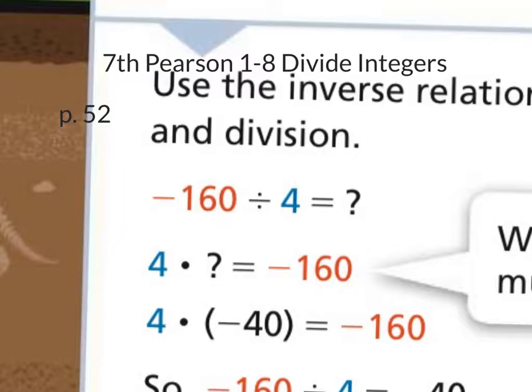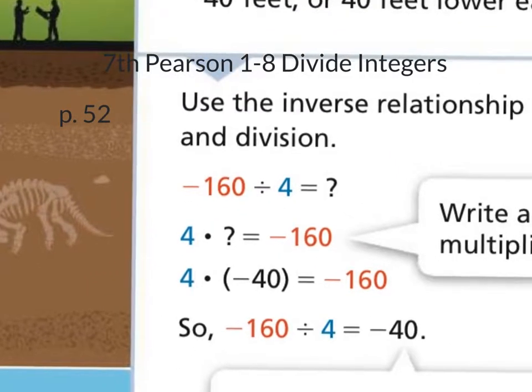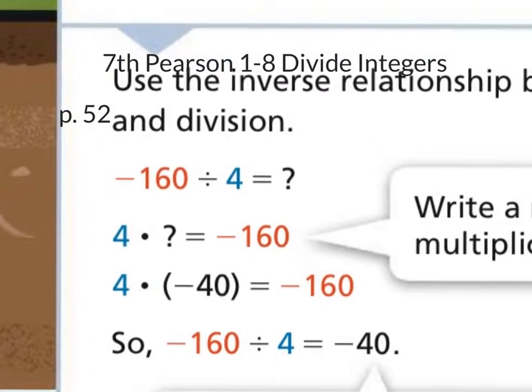You can use your fact families, or we can just divide it out. It's probably what we would normally do. Negative divided by a positive is going to be a negative. This is like the bad guy comes to town is bad, so we know it's going to be negative, and then you can just divide out 160 by 4.